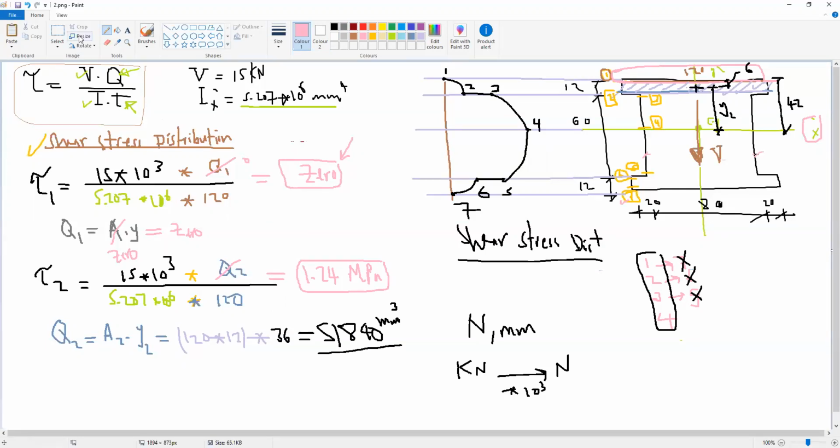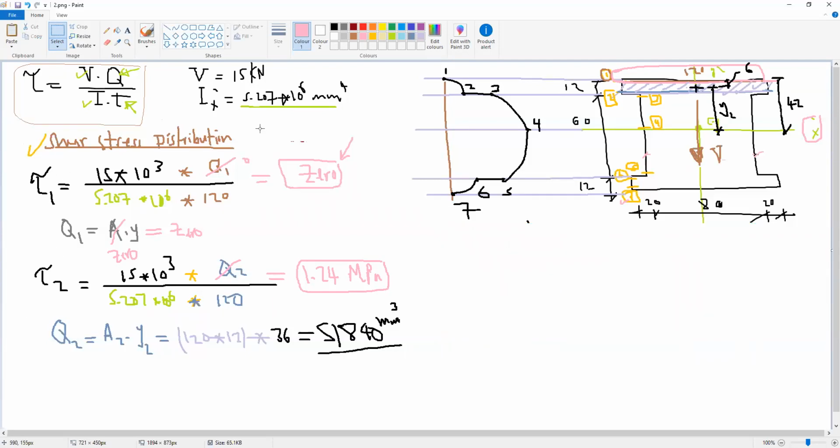Okay, so we find the value of tau 1 and tau 2, and now we can shift to tau 3. How can we find tau 3? Similar equation. Tau 3 will be 15 multiplied by 10 to the power 3 divided by I. I is 5.207 multiplied by 10 to the power 6.